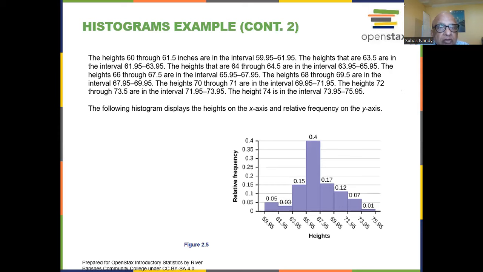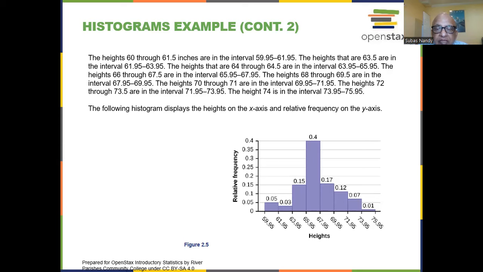The heights of 60 to 61.5 inches are in the interval 59.95 to 61.95. The heights that are 63.5 are in the interval 61.95 to 63.95. The heights that are 64 through 64.5 are in the next class from 63.95 to 66.95. Notice the classes are on the horizontal axis.